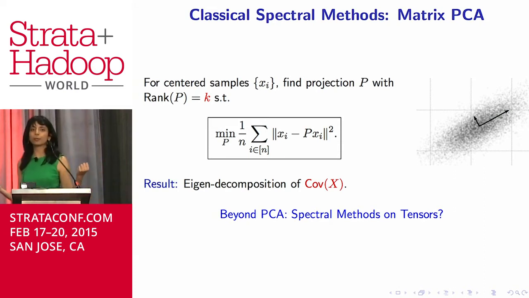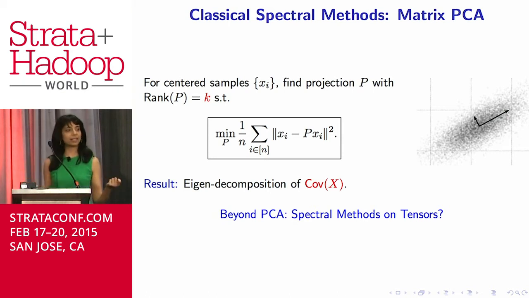Suppose I don't want to look just at pairwise relationships between data. So I don't want to just look at the covariance matrix. I'd like to look at higher order relationships in data. Can we look at higher order moments in the data and ask, can we find low dimensional projections of these higher order moments? So that's what I mean by spectral techniques on tensors.